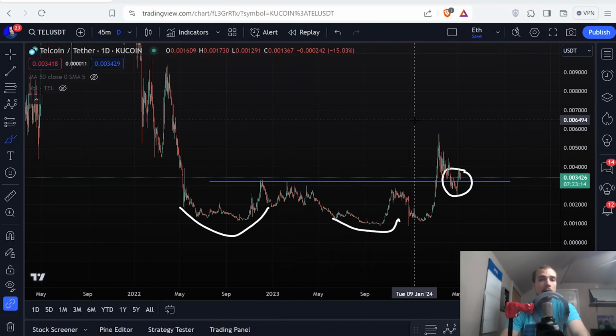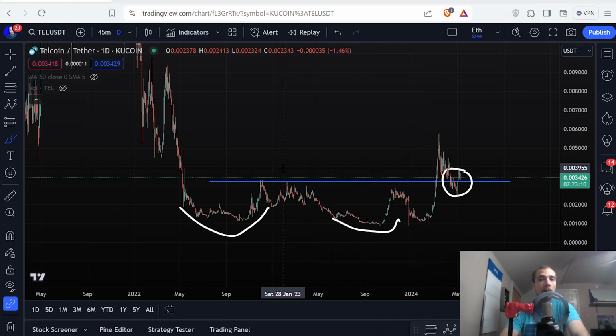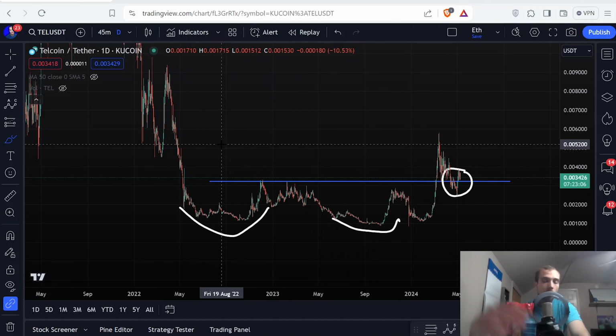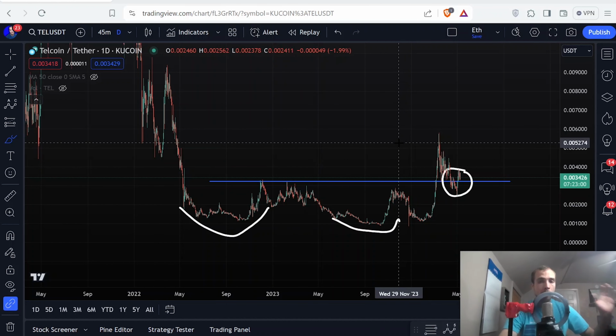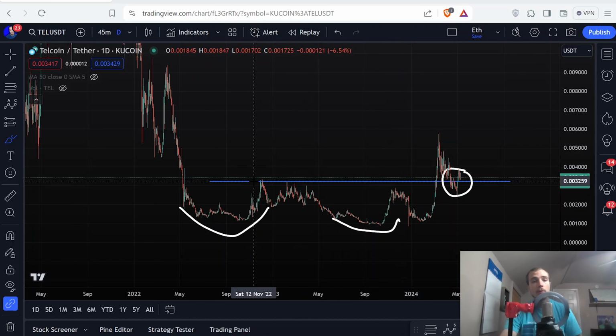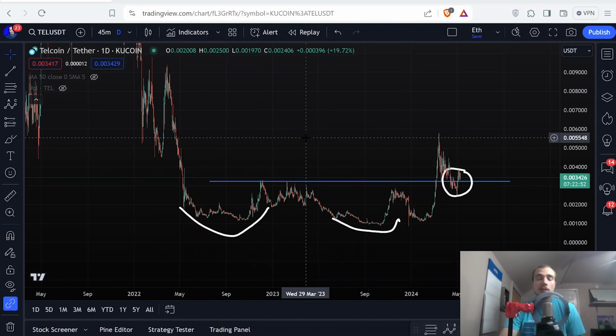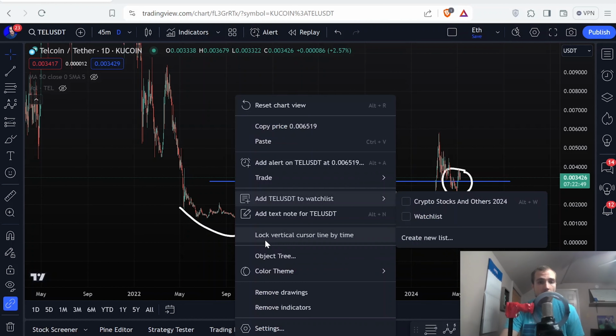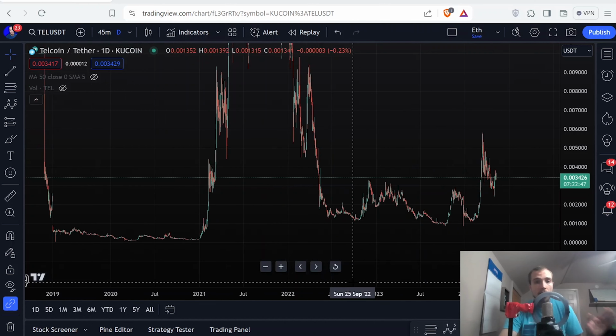So not only are we seeing bullish structure on the daily when we zoom in, but we're also seeing bullish structure when we zoom out on the daily and look at even more historical data with this double bottom pattern breakout. So again, we're getting multiple things that are showing bullishness on Telcoin. So yeah, I really love this setup so far. I think it's going to go crazy throughout the rest of this bull market.